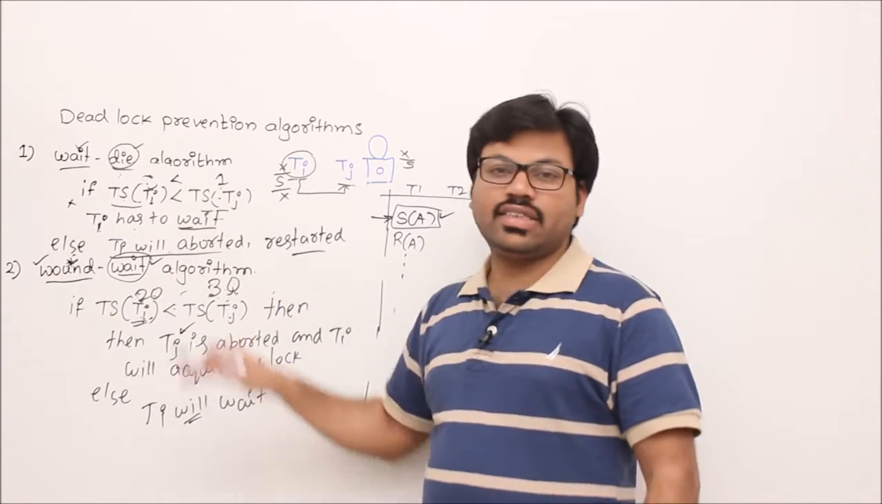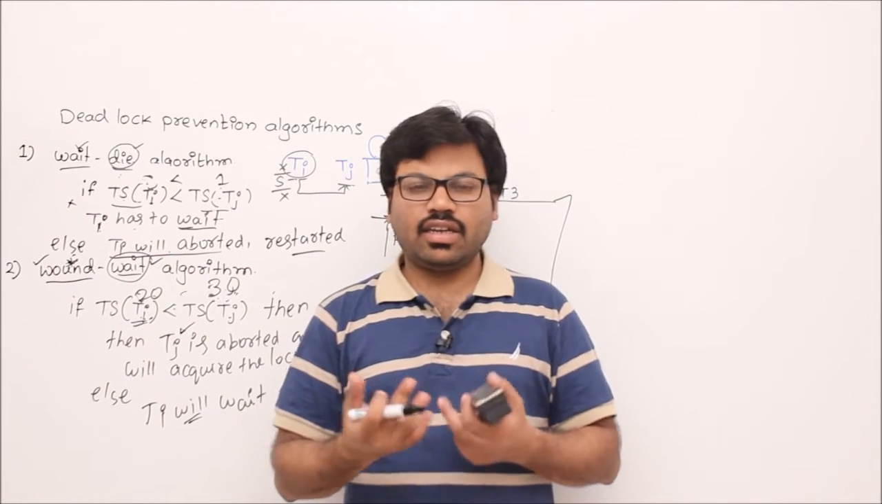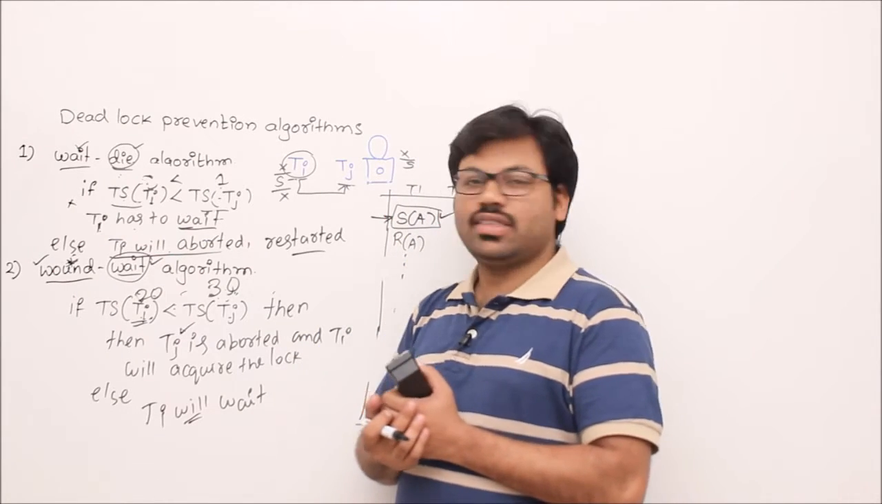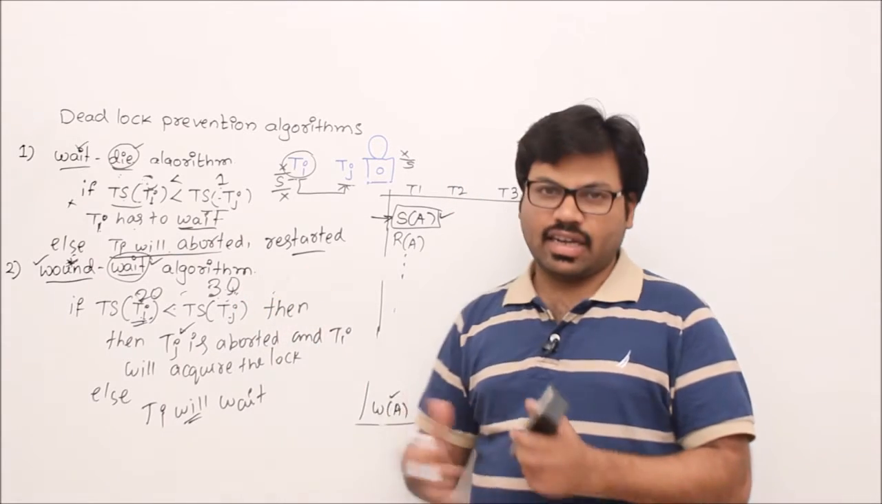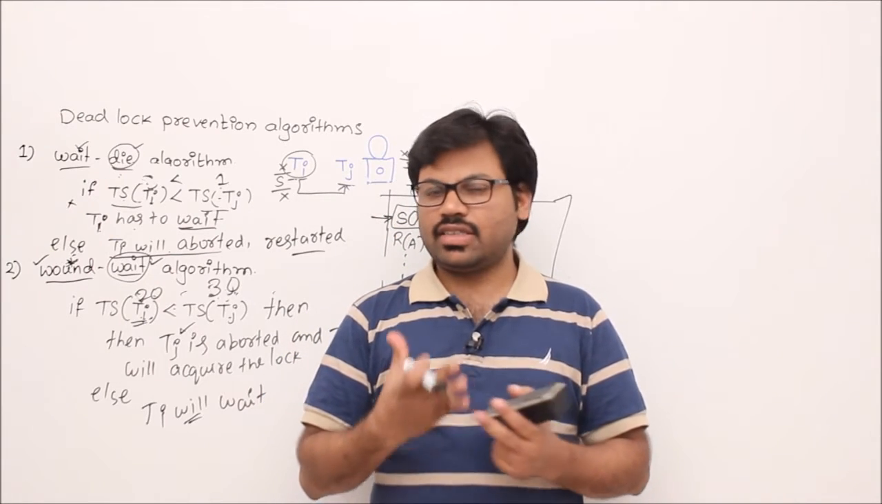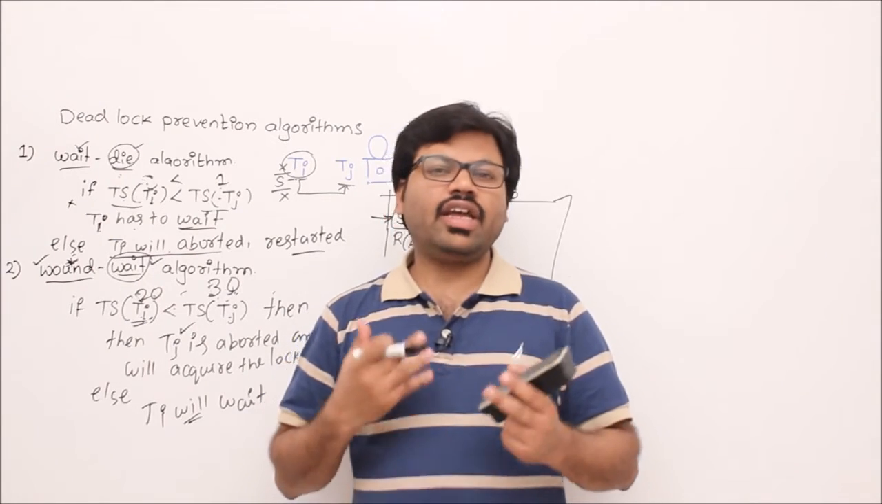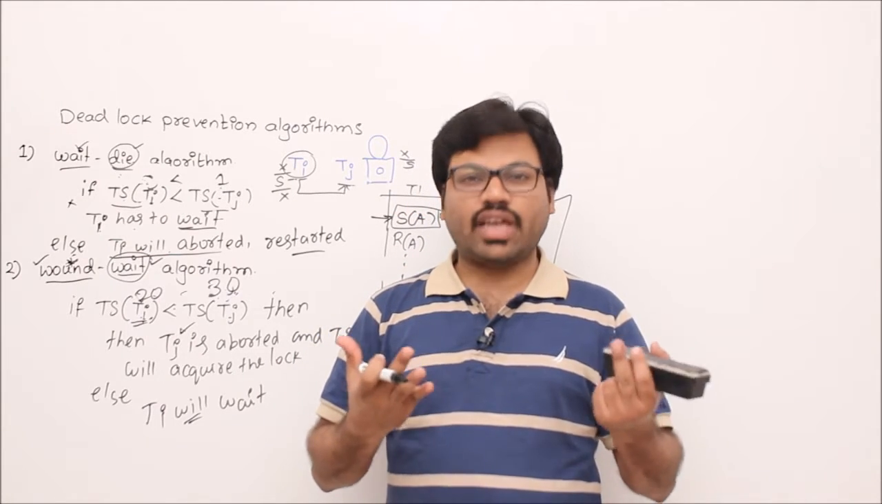Finally, in both of the cases, the younger transaction will be killed. What is the reason? Generally in our programming, a younger transaction might have done very few instructions, correct? When a transaction has done only a few instructions, it is easy to cancel it, correct?